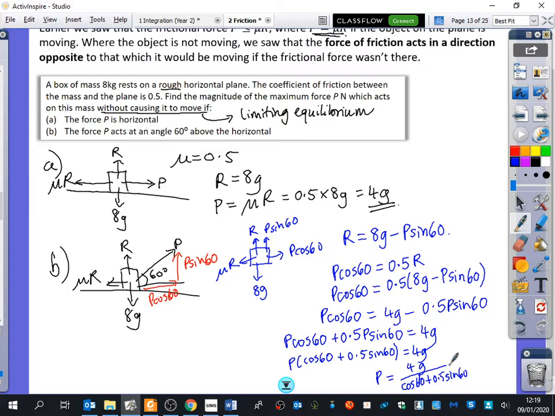But yeah, Hamza, you're right, you could have found out what sin and cos were, and if that makes it a bit easier for you. So we'll just find out what P is now. So that's 4G divided by cos 60 plus 0.5 sin 60. I think we should get 42.0 newtons.